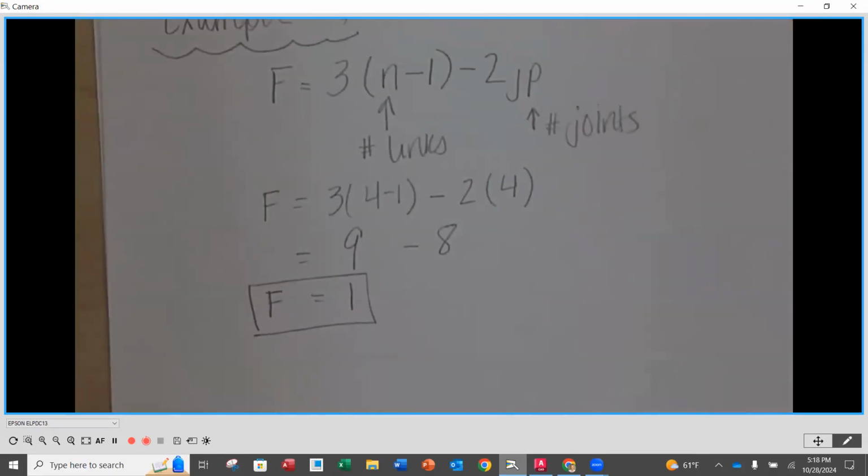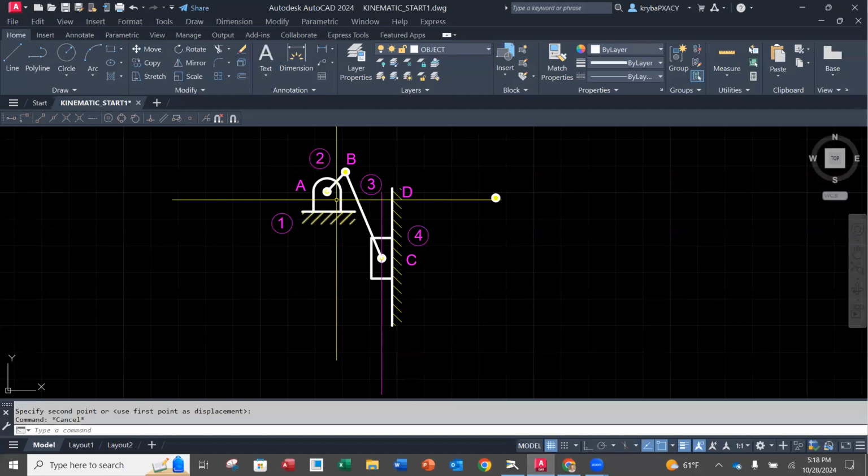Okay. And what that means to me is I only have to do one thing in order to get this mechanism to go through its full range of motion. And that thing that I'm going to move is going to be my crank in this case. So we're going to go back over here. The crank is number 2. All right. So we've got our degrees of freedom and we have our kinematic diagram done.